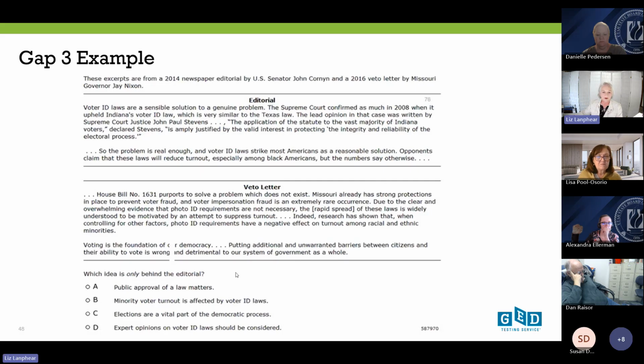So you have to read both pieces to figure out that answer.